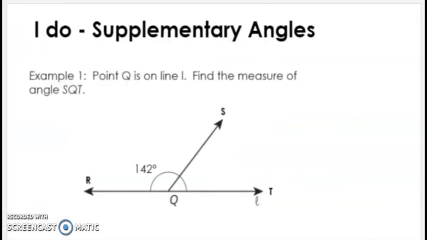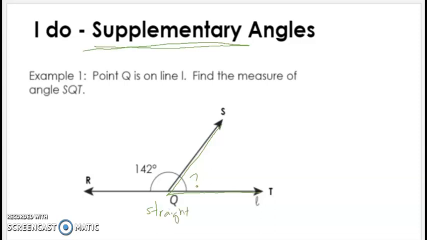So close your notebook back up if you opened it. Let me show you some examples. Nothing too bad here. So let's start with a supplementary angle problem. So point Q is on this line L, and find the measure of angle SQT. So let's at least find what that is first. SQT is this angle right here. We want to know its measurement. So what I see, and it's even in my title here, supplementary angle, these two angles, this one and this one, are indeed supplementary angles. Together, they make a straight angle.